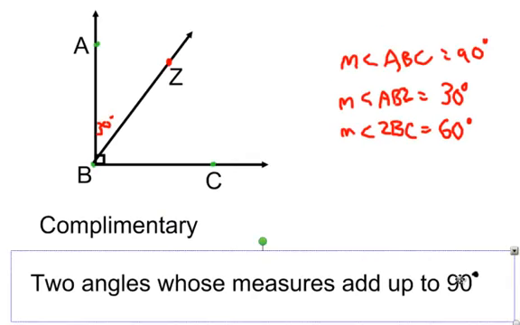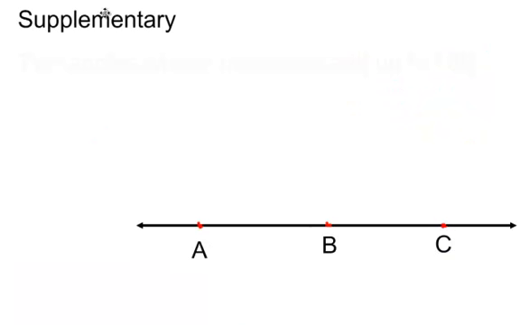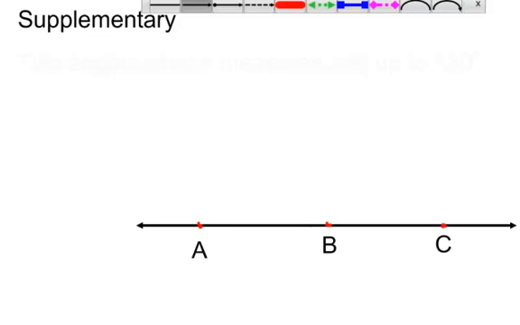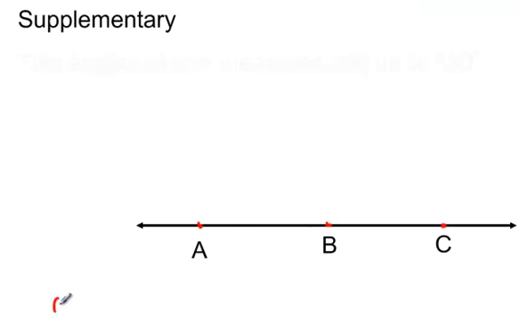Real important, the 90 degrees goes with complementary, because people always mix up these two, supplementary and complementary. So complementary is with 90-degree angles. This, by the way, we can tell right away the measure of angle ABC is going to be 180 degrees, because this is a straight line. So straight angles are 180 degrees.